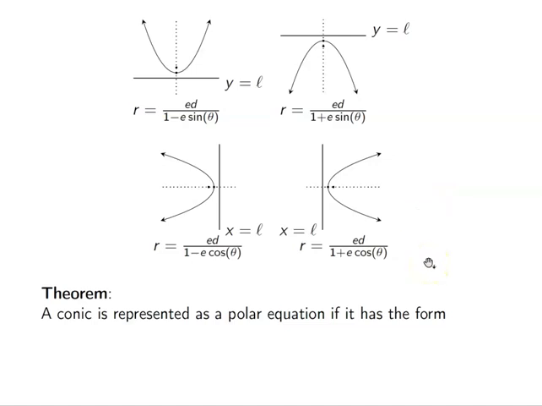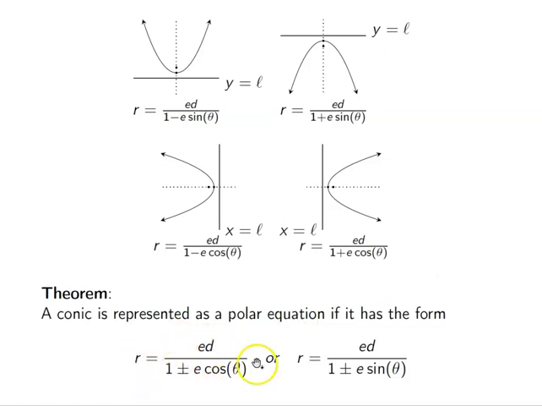A conic is represented as a polar equation if it has the form r equals ED divided by 1 plus or minus E cosine theta, or r equals ED divided by 1 plus or minus E sine theta. And the different values for the eccentricity will tell us if it looks like a parabola in this orientation, an ellipse with one of these orientations, or a hyperbola with one of these orientations. Again, it's the eccentricity that determines which kind of conic section, but they can all be manipulated and flipped around in this same fashion that we have shown for the parabola.